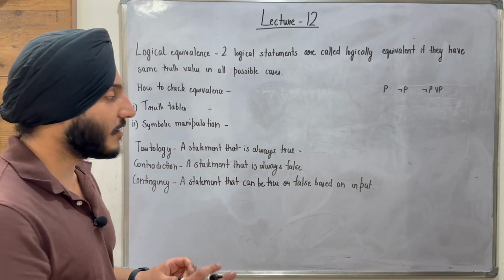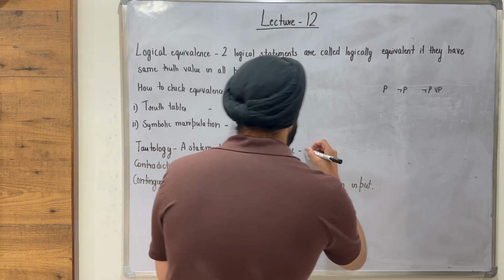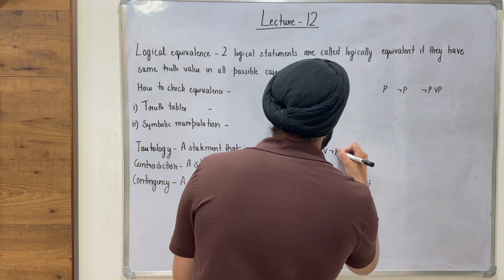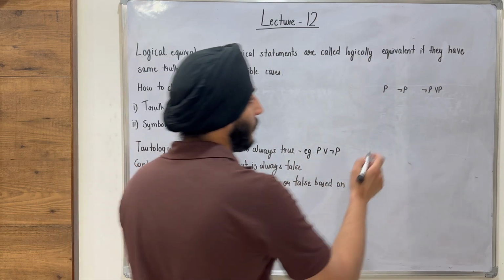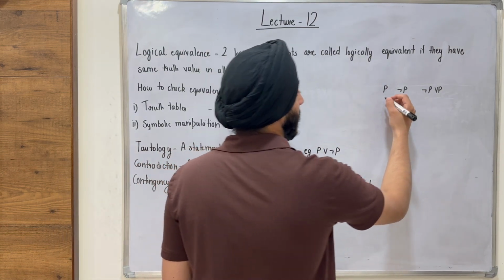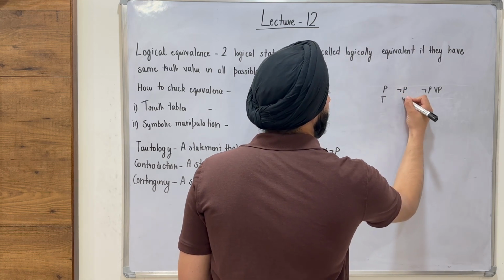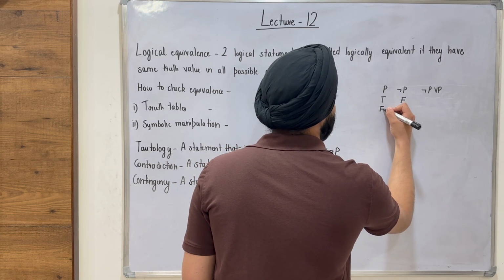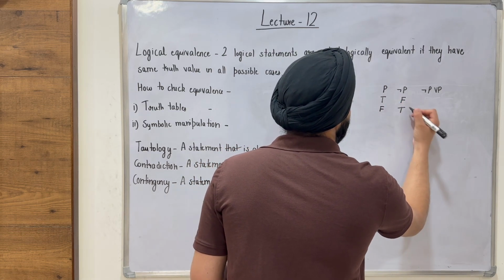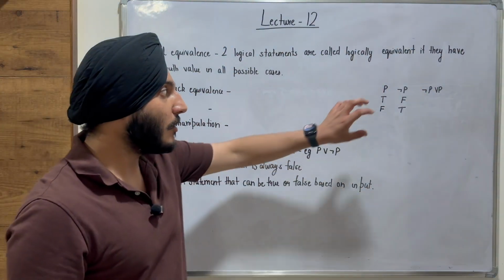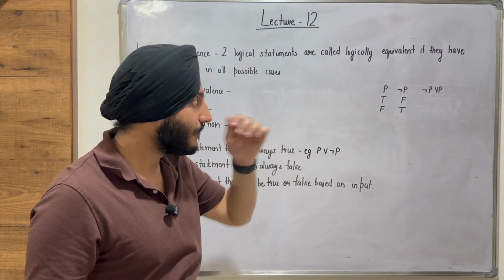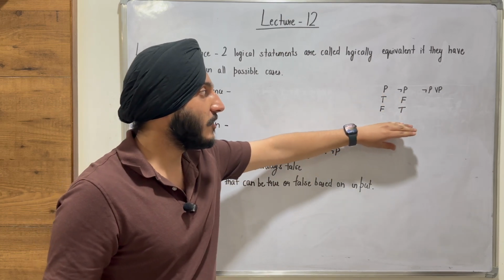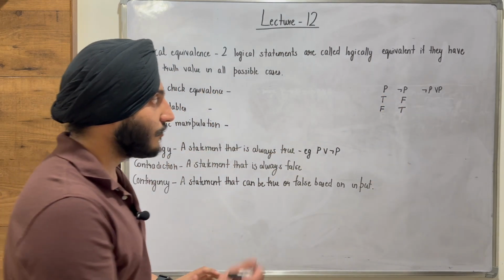Let's take a look at a very basic example. A very basic example would be P or negation of P. I've already written these down over here. When P is true, we know negation of P is going to be false. And when P is false, negation of P is going to be true. These are the only possible inputs that I have. Now think about it.